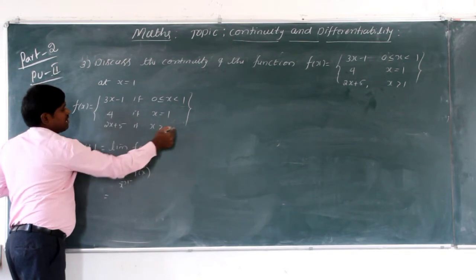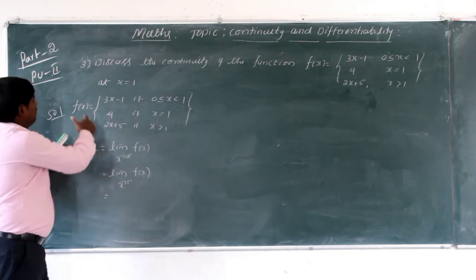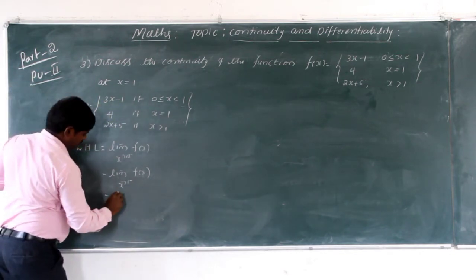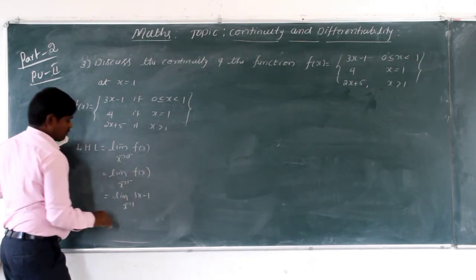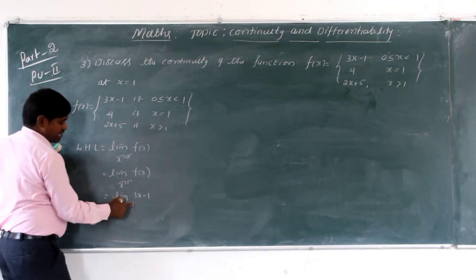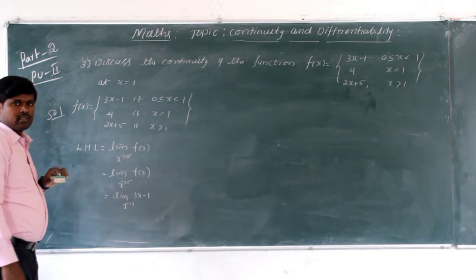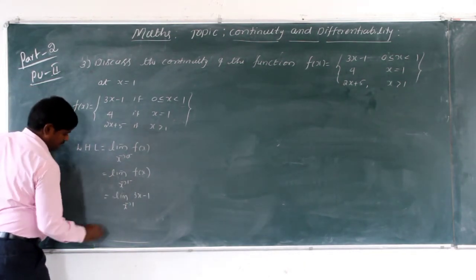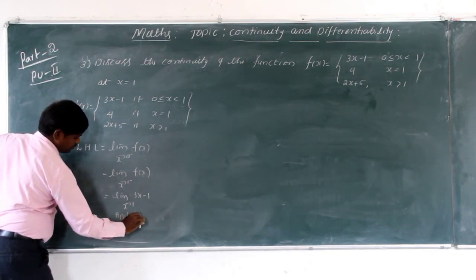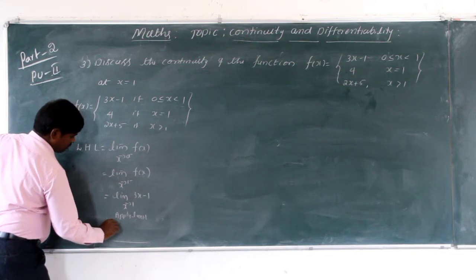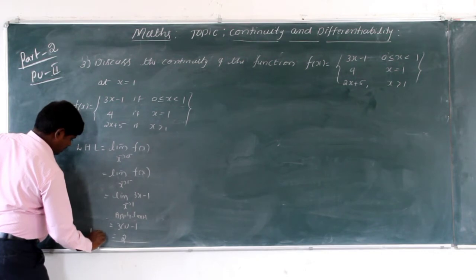So this is only for x greater than 1. So for x less than 1, that is 3x minus 1. Therefore, the limit of 3x minus 1 as x goes to 1. Don't write the minus again, this is the negative sign. So we are taking 3x minus 1. Apply the limit. Then we get 3 into 1 minus 1, which is equal to 2. So this is the left hand limit.